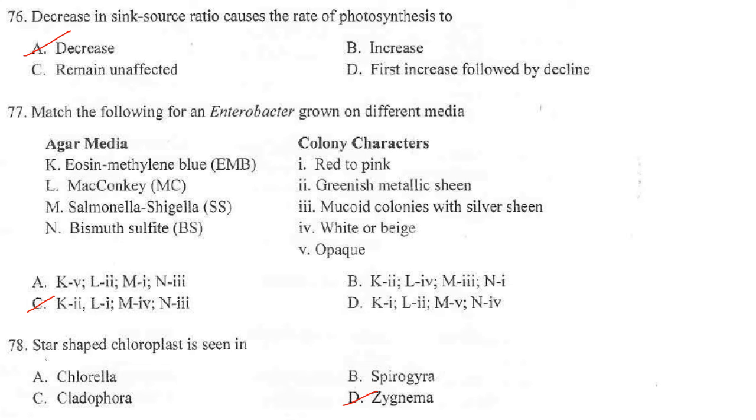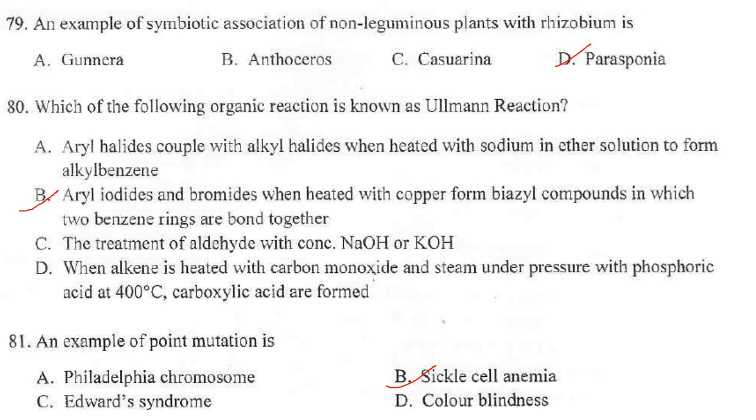Then star-shaped chloroplast is seen in. It is seen in the case of Zygnema. Answer is option. Then an example of a symbiotic association of non-leguminous plant with rhizobium is Parasponia. Answer is option D.